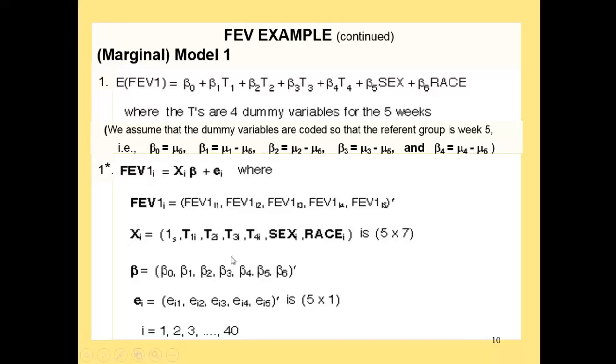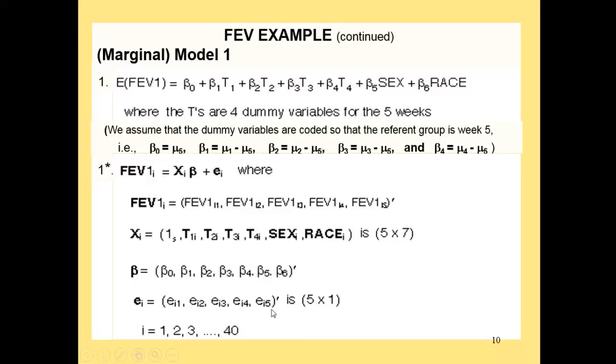Xi is a bigger matrix. It's going to be a column of 1s followed by a column of indicator variables for each week. Beta is going to be a column matrix of the coefficients, and Ei is going to be a column matrix of the errors.